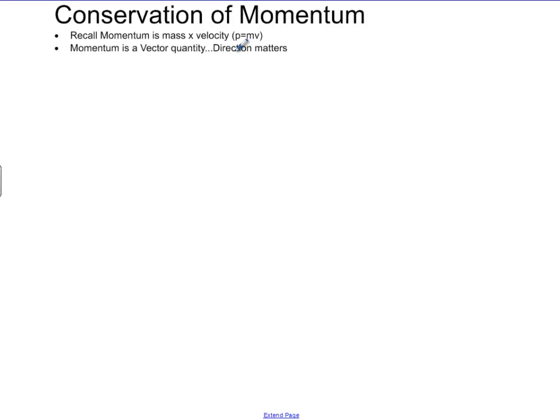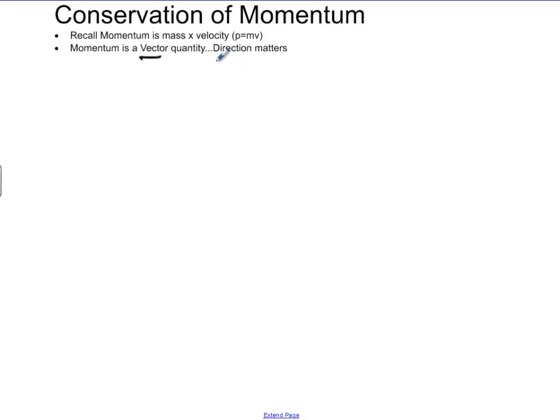In lab, you guys smashed a couple carts together and we watched the results of what happened in that collision. Now, what you were investigating is what we call the law of conservation of momentum, and before we jump into that, I want to make sure that you know two things. Momentum is mass times velocity, so p equals mv, and also momentum is a vector quantity.